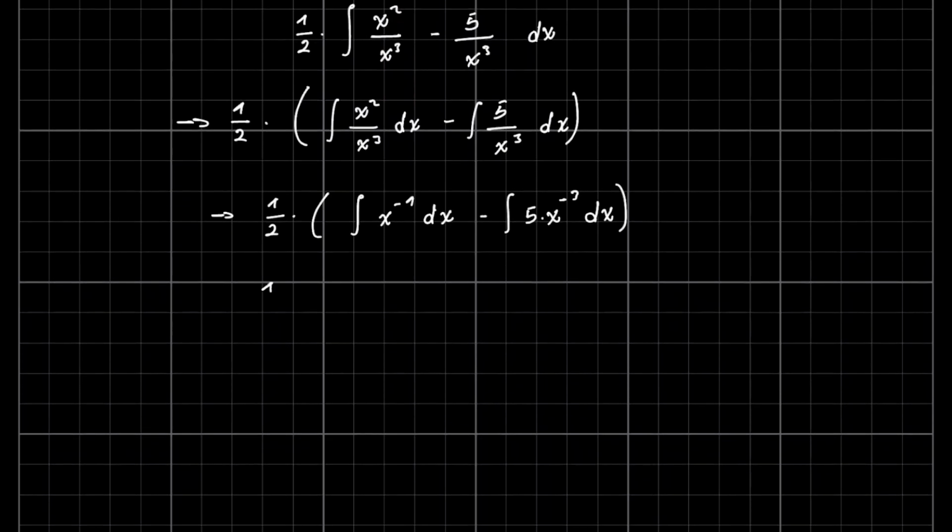So what I'll have is 1/2 times the solution to the first integral, which is just the function ln of x plus my constant. I'll call this constant c1, minus my second integral. And for the second integral, I need to use the power rule.